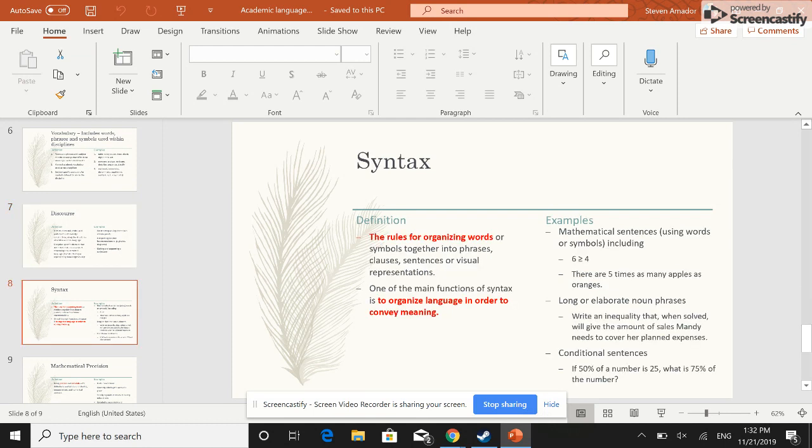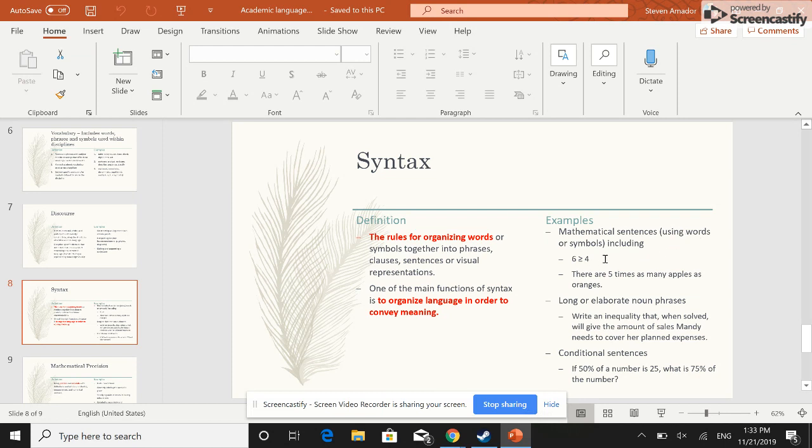Syntax's main function is to organize language in order to convey meaning. For example, in my tutoring experience, we're doing expressions, and one common place students get stuck is the difference between a number and five. They would have to underline difference, number, and five. So we know it's going to be five minus x or x minus five. This is organizing the sentences or phrases to represent something.